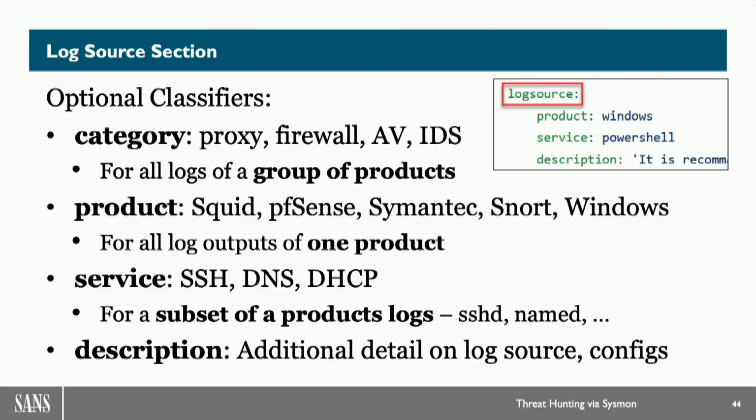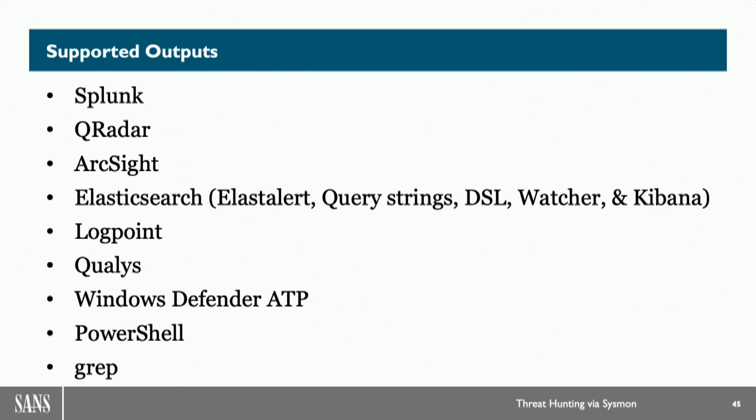Sysmon runs like a dream. That's the only one to be careful of. I mean, it's a trade-off. I want that visibility, but is it worth the cost, kind of a thing, right? But there are other ways too, like remote thread creation, things like that, right? And we have classifiers now. So we have groups of products: Squid, pfSense, Symantec, Snort, Windows. We have a service, we have a description, and again, the list of supported outputs is pretty amazing.